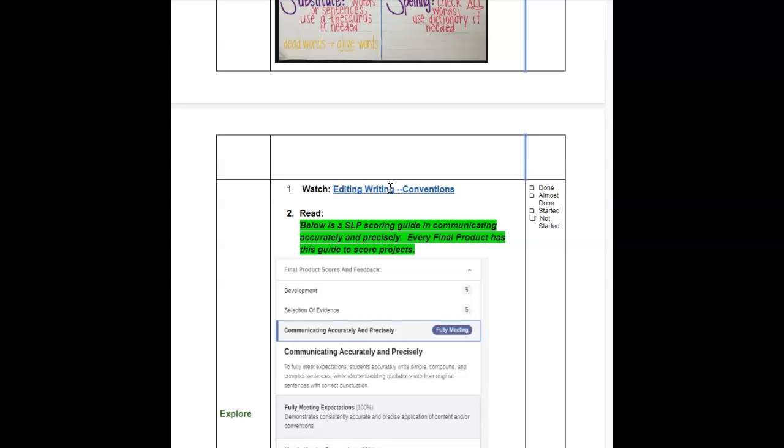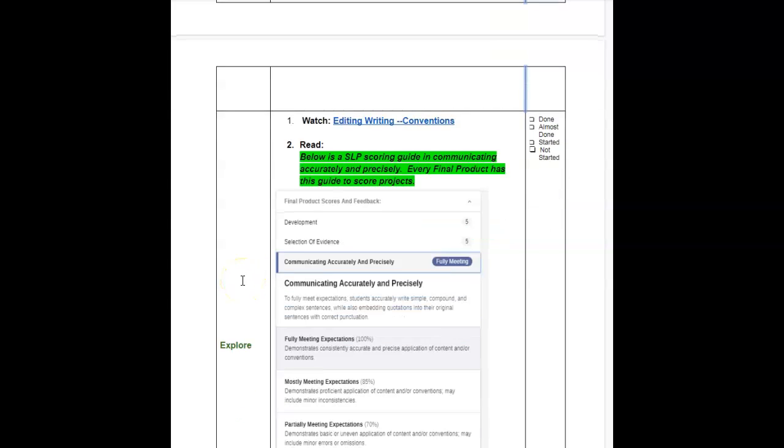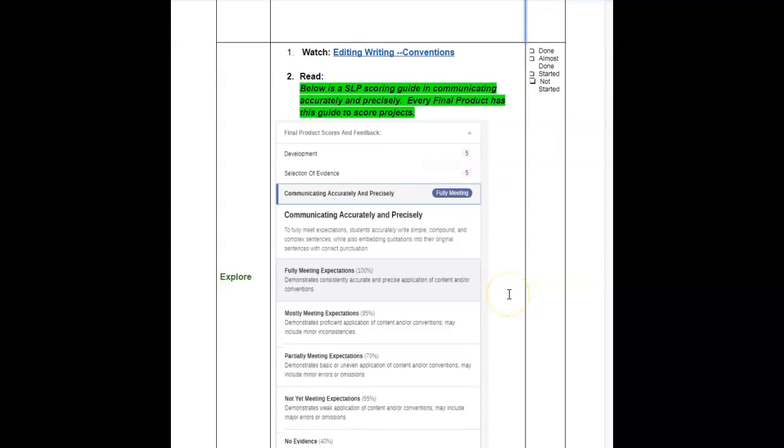Then I want to share with you what is in almost every scoring guide in Summit. When you get to those final products in English, every one of them has something like this about communicating accurately and precisely. And you get scored, either you're doing 100%, you're fully meeting expectations from everything that you are learning in your focus areas, punctuation in the focus areas, word meaning, word choice, sentence patterns. Are you using what you're learning in your projects? Are you transferring that knowledge to the projects?